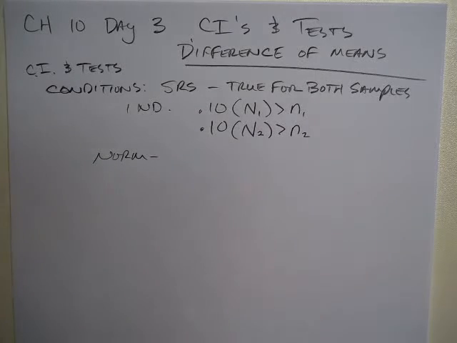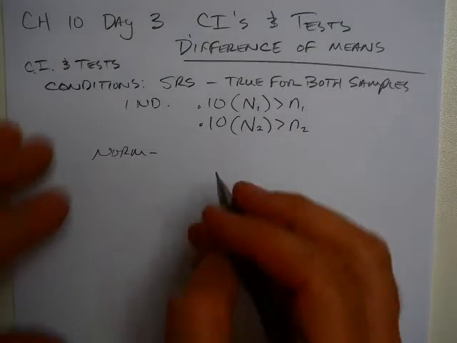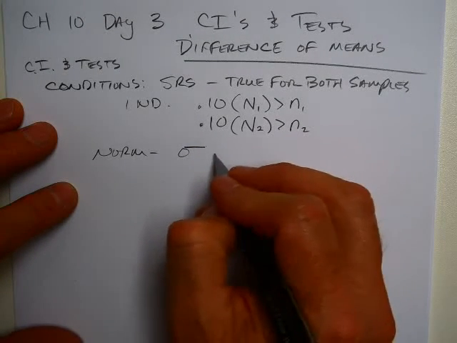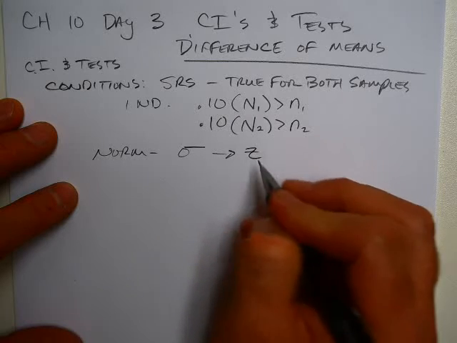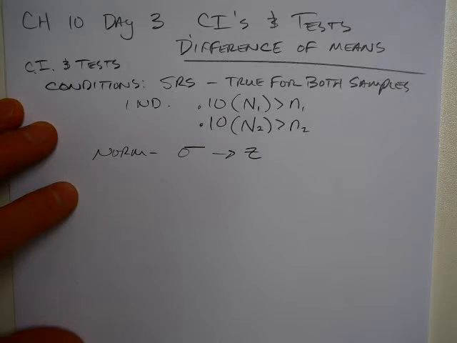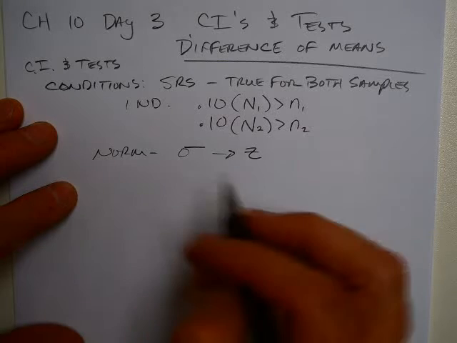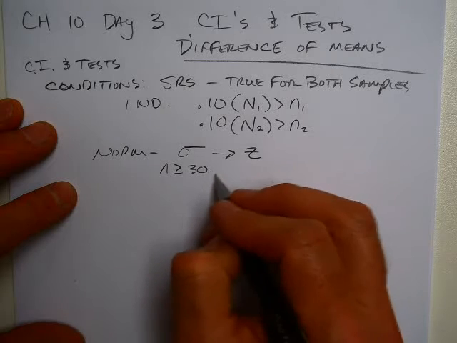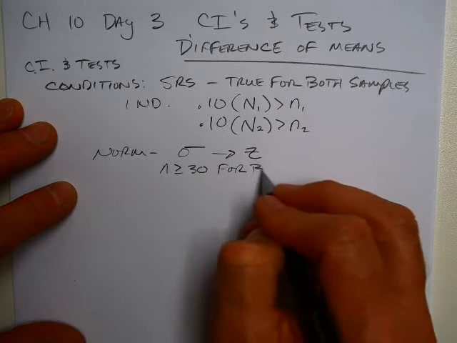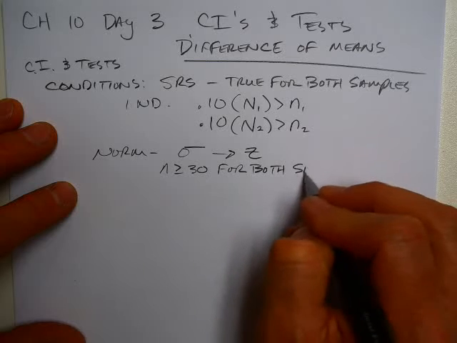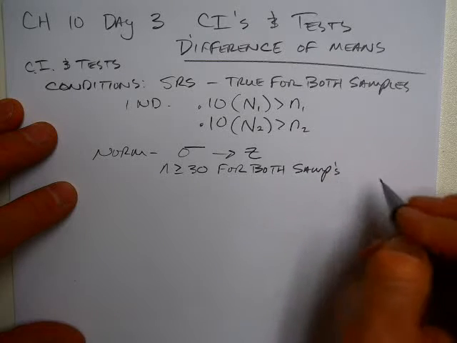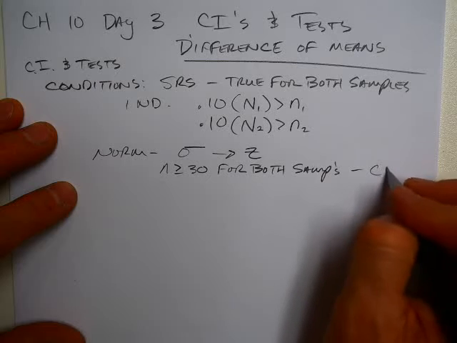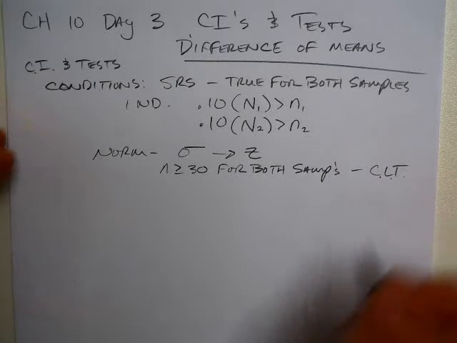Well, there's a couple different things here. Because we're talking about counts, there's 2 different worries that we have about normal. What if we know sigma? If we know sigma, then that's a z-test, or z interval. It's a z. And if n is greater than or equal to 30 for both samples, then there's no worry. You're good. It's the central limit theorem that gets you through that.